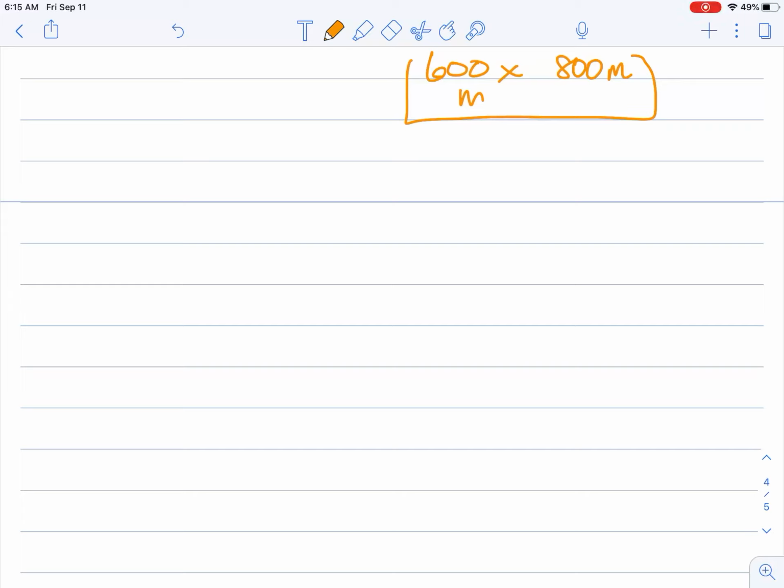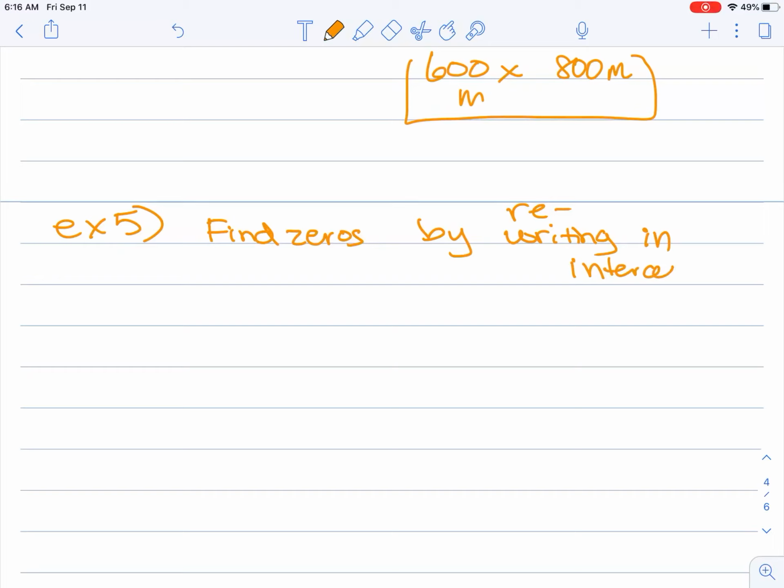And then our last one, we're going to find the zeros of the function by rewriting it in intercept form. So find the zeros by rewriting in intercept form. So here we go.